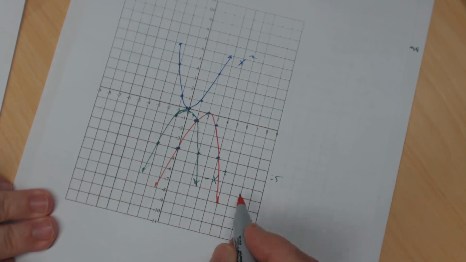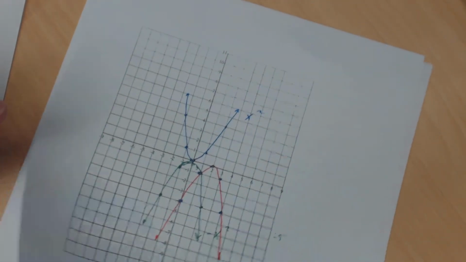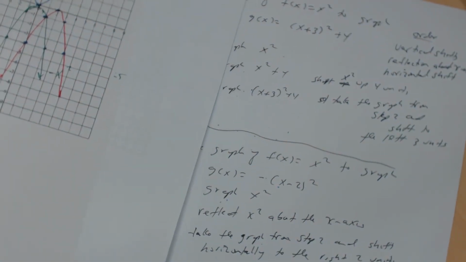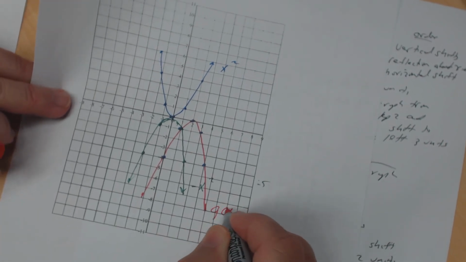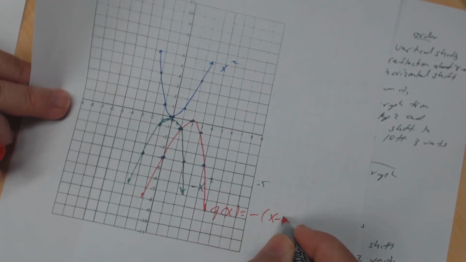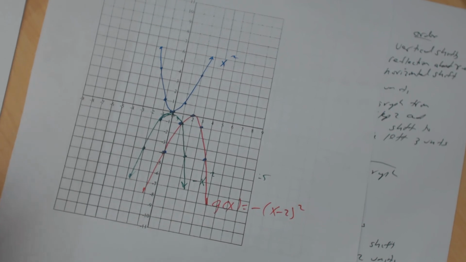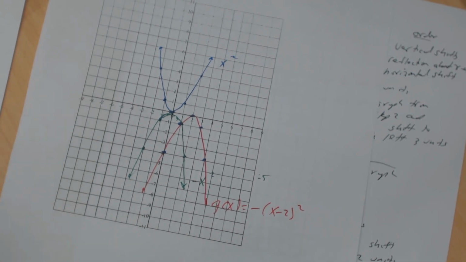And that's all you do. So this is going to be the final graph you want, so label it. You're going to say this is g of x, which equals negative x minus 2 squared. All right, so notice the transformation. Okay, so any questions at this point? That's all you're going to do.